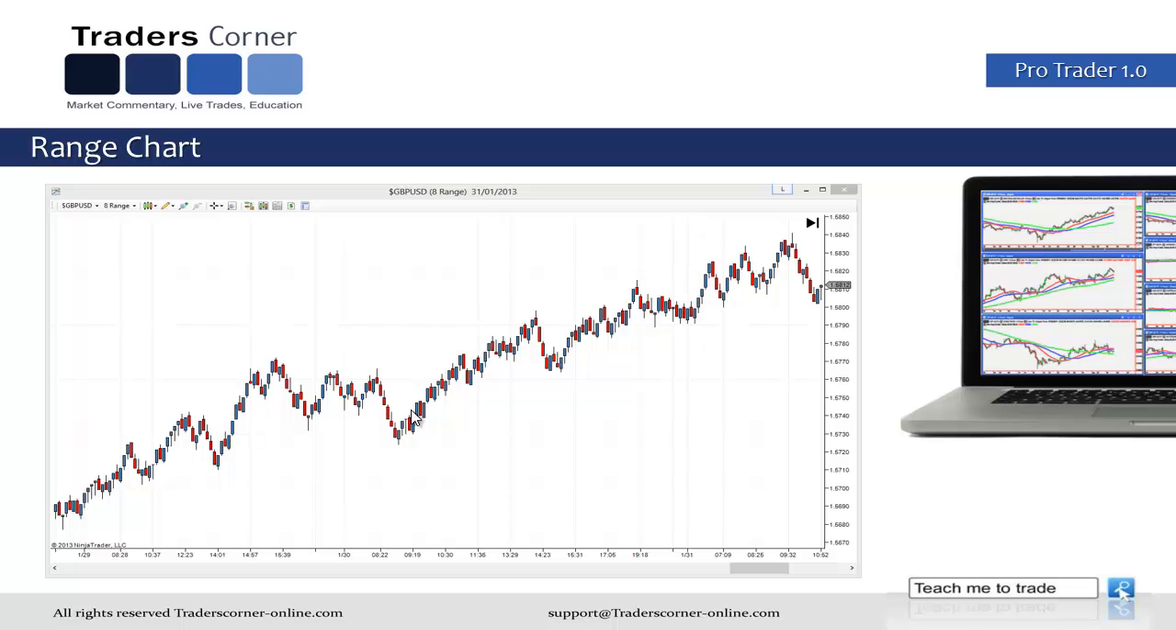Range charts are based on price only. They do not take time into the equation. They completely eliminate time from the equation. And if you eliminate time and focus just on the price, then you're able to focus on the price action and have cleaner, more tradable charts, because you're excluding the ugly volatility that's there for absolutely no reason, but just to wind us up as traders.